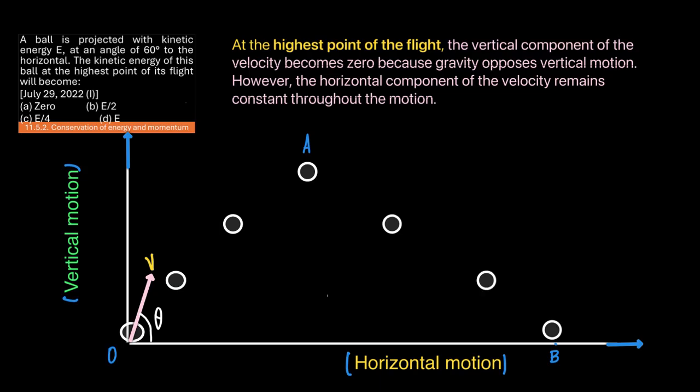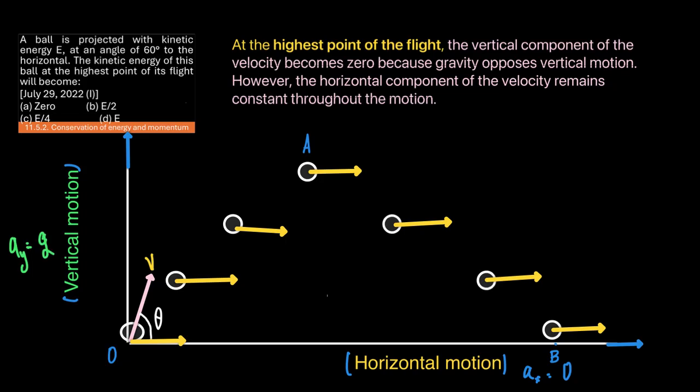Now, the horizontal motion is a constant motion, which means acceleration along the horizontal direction is zero, and the body always has the same magnitude of horizontal velocity. Why? Because acceleration along the x direction is equal to 0. Whereas acceleration along the y direction would be acceleration due to gravity, which would make the vertical velocity vary in a different pattern.